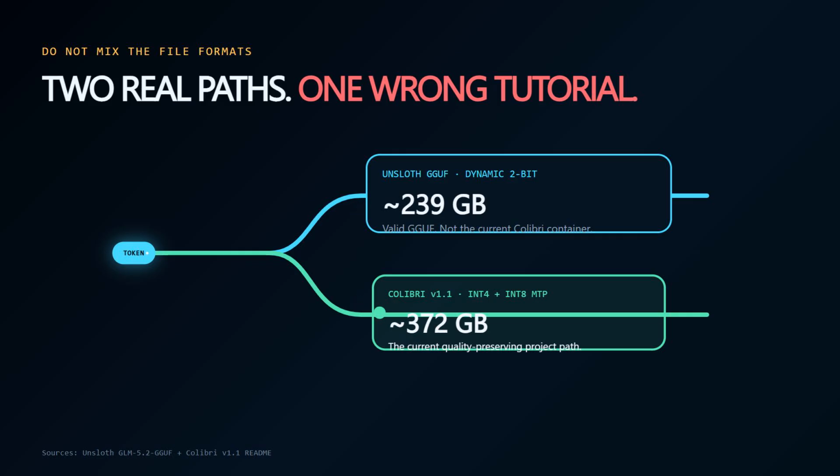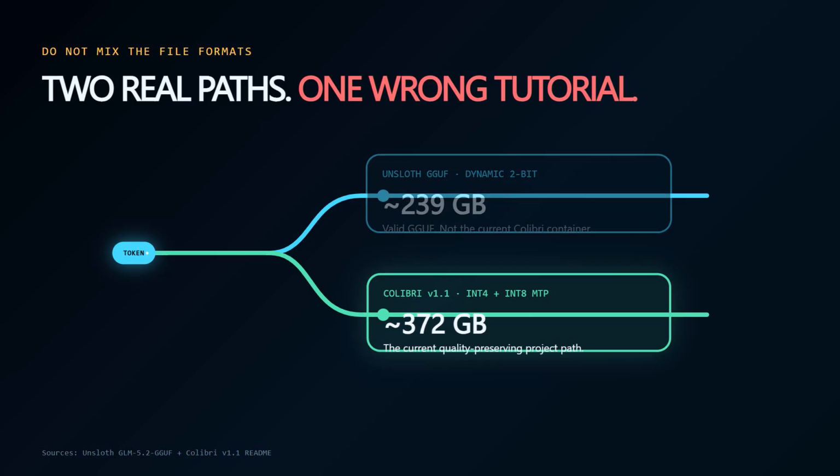The current Colibri path is not simply download a 2-bit GGUF and run it from disk. Unsloth does publish 2-bit GLM 5.2 files around 239 gigabytes. But Colibri version 1.1 uses its own quality-preserving int4 container, about 372 gigabytes, with an int8 speculative head. Mixing those two setups makes the tutorial smaller on paper and wrong in practice.